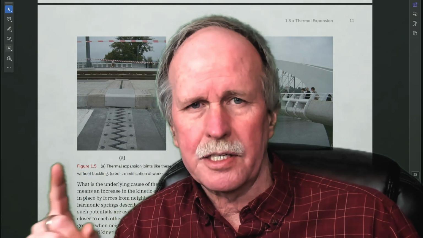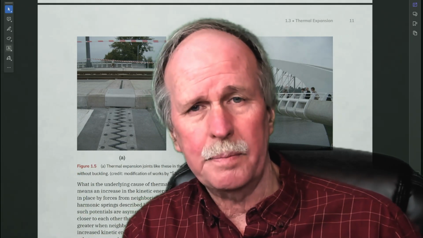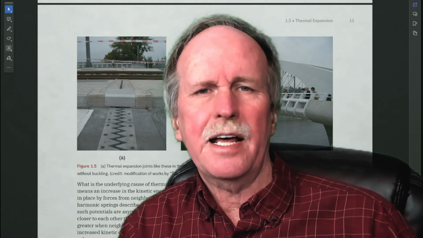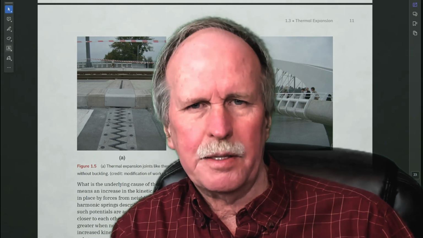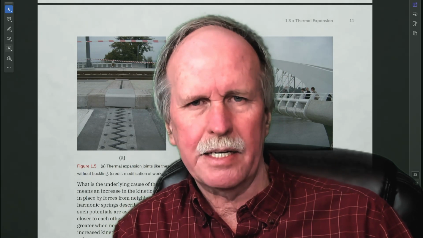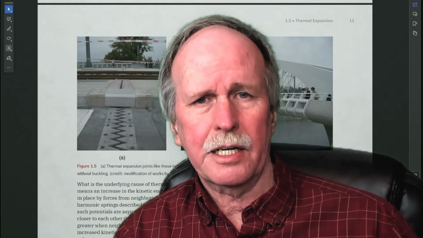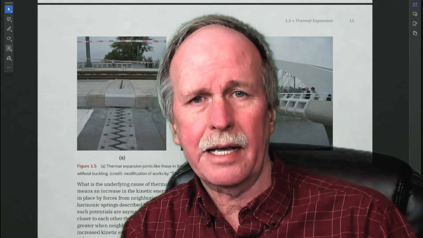So if you have a look at this expansion joint in the bridge next to my head, you'll see that there's a little bit of room for either side of that bridge to expand a little bit. There's a small gap there. That's to prevent the bridge from buckling, because when objects heat up, they tend to expand, and when they get cold, they tend to contract a little bit. Now that's going to be a very predictable value. Let's go see how to calculate that.